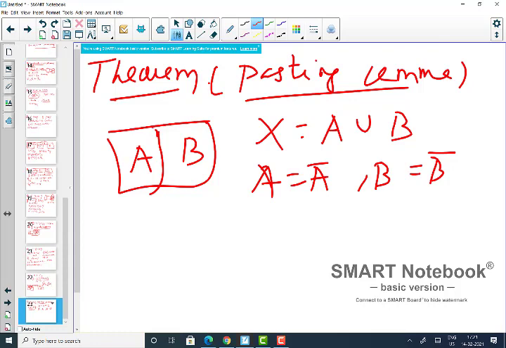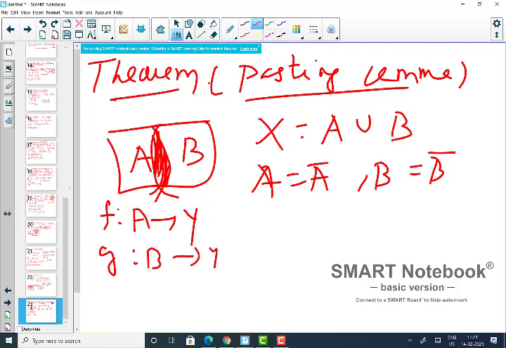Okay, and maybe I can write down a little bit. I can choose this is A and this is B. So there is some intersection portion, okay, some intersection is there, and you know that there are functions defined on A and B. For example, a function f from A to Y, and a function g from B to Y. Okay, and it has the property that on the intersection portion they are the same. So f of x equals g of x for all x belonging to A intersection B.